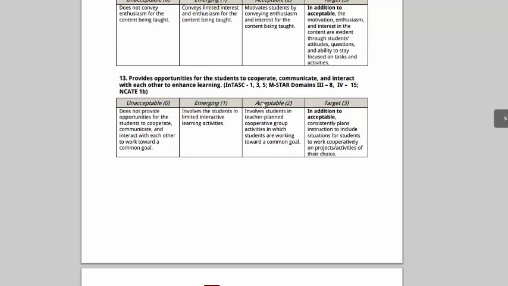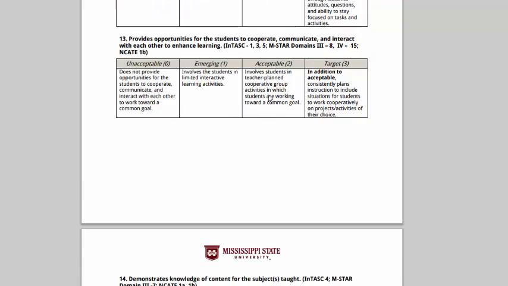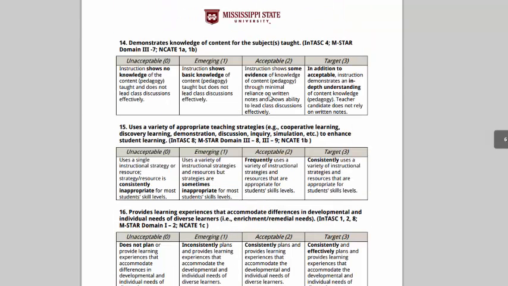Provides opportunities for students to cooperate, communicate, and interact with each other. This does not mean you have to do cooperative learning, which we've learned before. This just means you're looking at, do students have time to raise their hands? Do they ask questions? Sometimes do they work in groups? That's fine. Demonstrates knowledge of content.